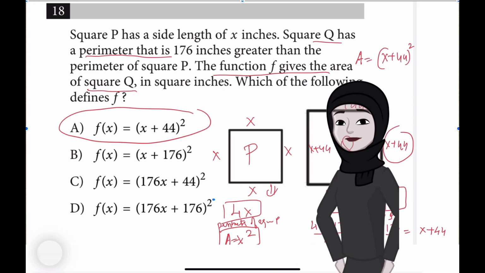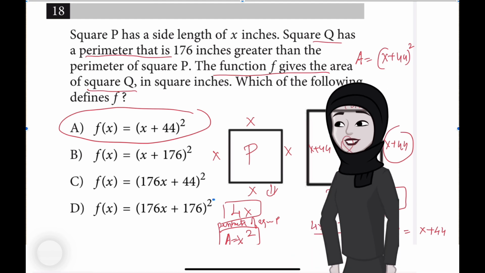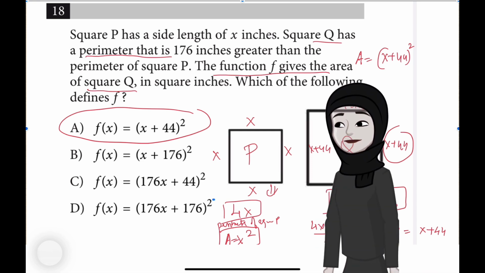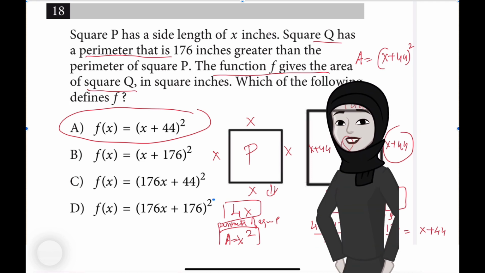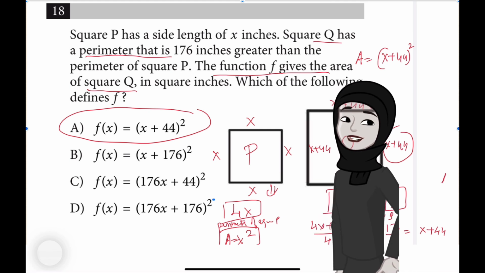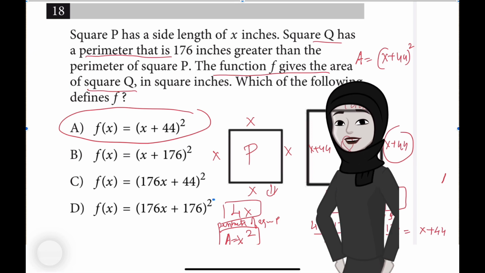Choice A is correct. What we have done is we have let x represent the side length in inches of square P, and it follows that the perimeter of square P is 4x inches. It is given that square Q has a perimeter that is 176 inches greater than the perimeter of square P. Thus the perimeter of square Q is 176 inches greater than 4x, or 4x plus 176. That much we did first.